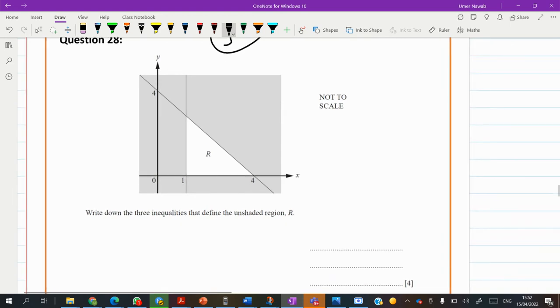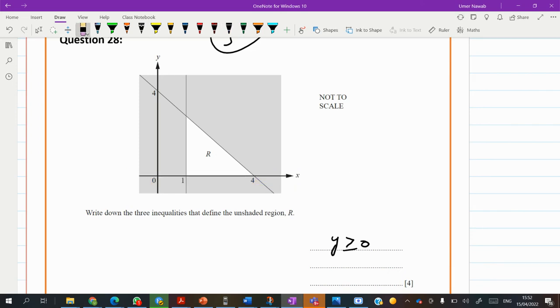So coordinate geometry is done. Now we are going to do the linear programming questions. The region R is bounded by three equations. First, it is bounded by the x-axis. The equation of the x-axis is y equals 0. Since the wanted portion is above and it is a solid line, I'm going to write y is greater than or equal to 0. So this is finished.